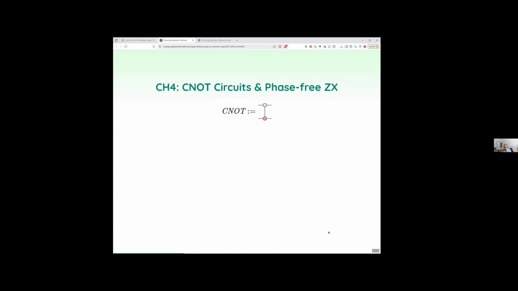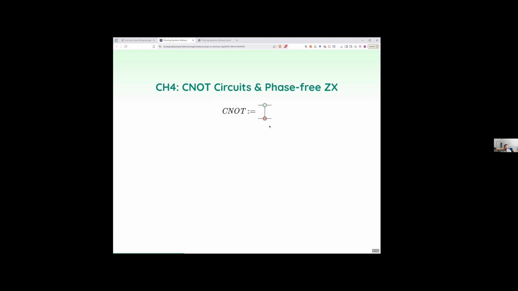In chapter 4, this is really where the good stuff starts. Some of it was pre-existing, but we also started to figure out some new stuff for this book, in working out the structure of the phase-free ZX calculus. This is where all of the phases are set to 0, so we get ZX diagrams of just Z and X dots with no phase angles. These are quite closely related to CNOT circuits or parity circuits.